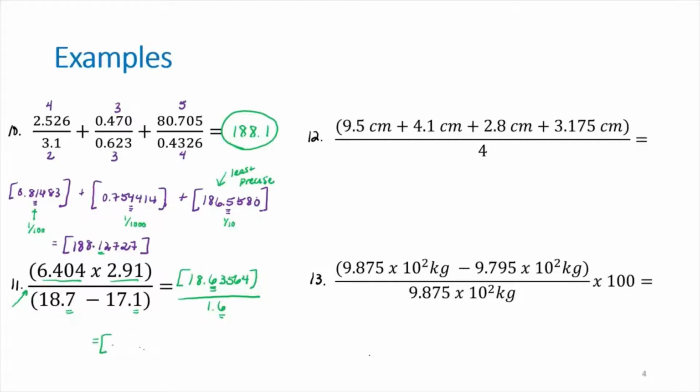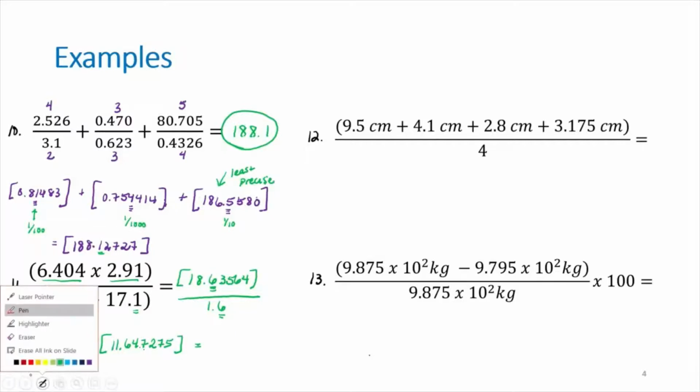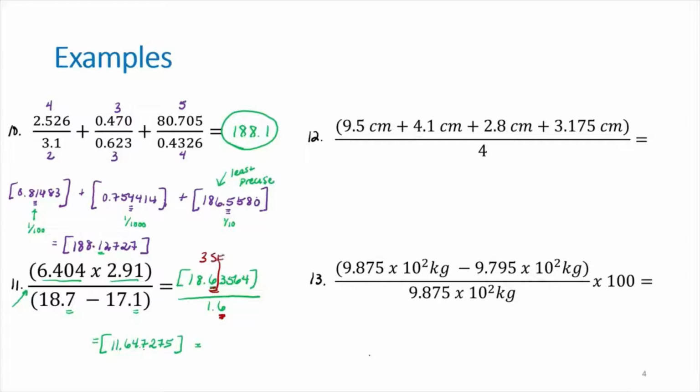I get a calculated answer of 11.647275. I need to round this based on sig figs. So I've already identified where my sig figs are here. This has 3 sig figs. This has 2 sig figs. I need my final answer to round to 2 sig figs. So I'm going to cut my answer here. I need to round that answer up to a value of 12. So I can keep just 2 sig figs.